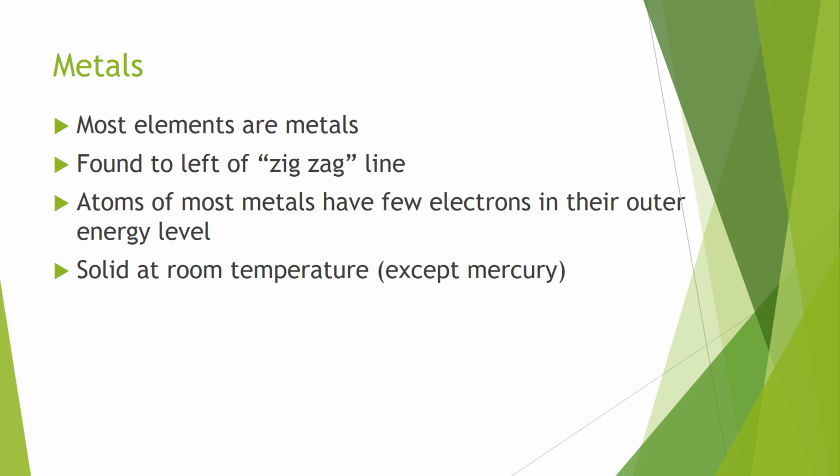But most of these metals have few electrons in their outer energy level. And again, that's something we haven't gotten into detail with. I've mentioned something like that a few times, but next chapter we're going to talk about chemical bonds and how important that is with bonding. So metals, for the most part, are going to have only a few electrons in that outer energy level.